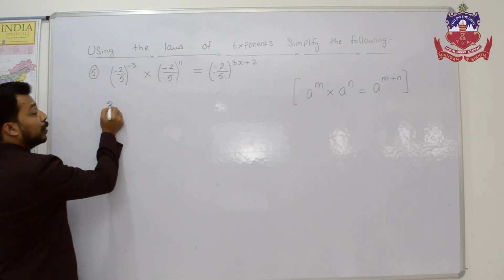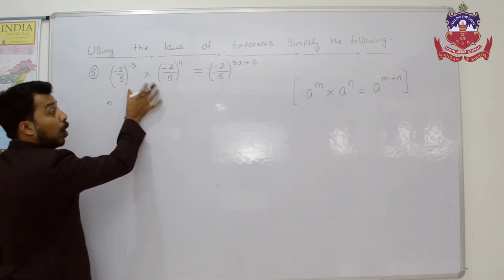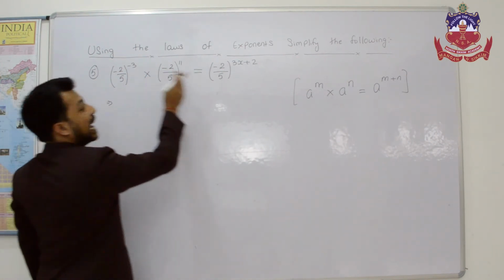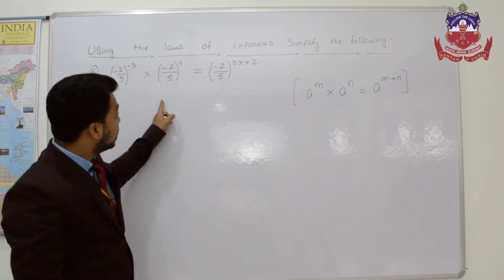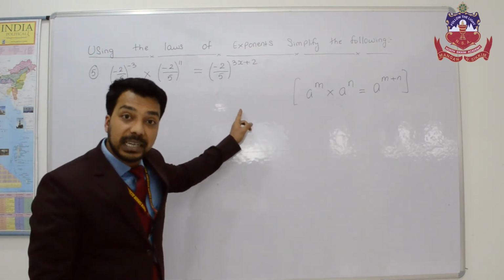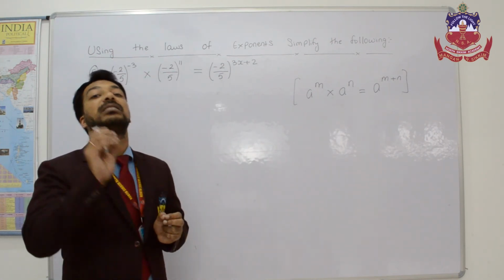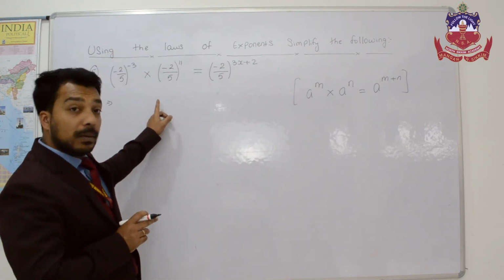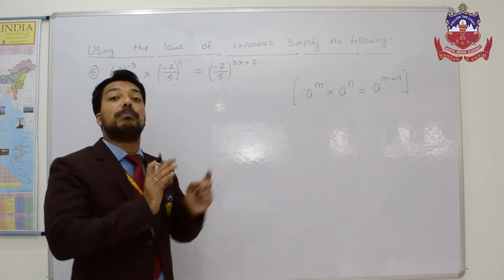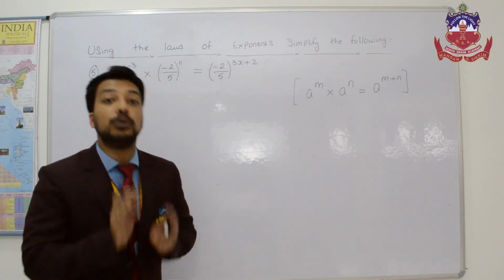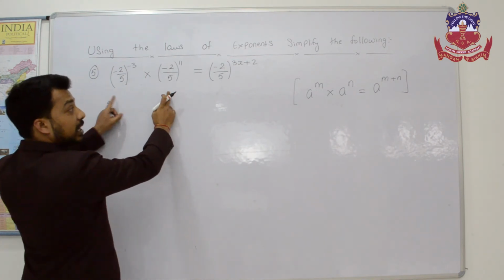For this, first let's make the base the same. If the base is the same on both sides, that is the left hand side and right hand side, now there is a rule. If the base of your left hand side and the base of your right hand side is the same, we can take the powers as equal. That means if the base of the left hand side is equal to the base of the right hand side, the powers will also become equal to each other. So that is what we are going to do. We'll make the base of the left hand side and right hand side the same.